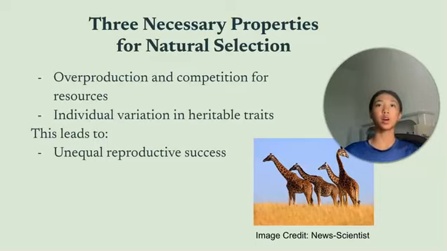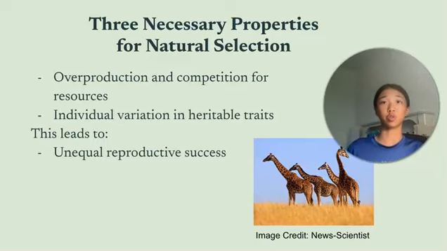Now, what we mean by overproduction and competition for resources is basically you need to have an environment that can't support all the organisms in it, or else why would any of the organisms' genotypes want to die off?